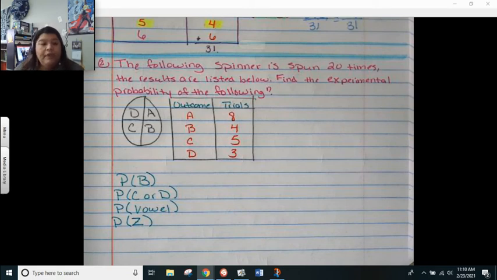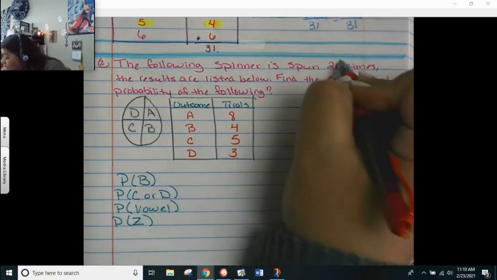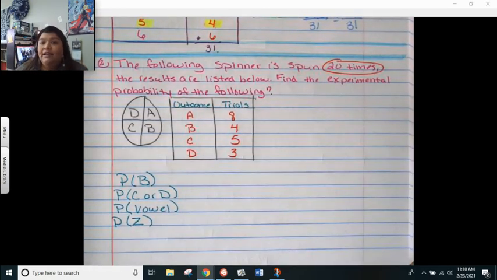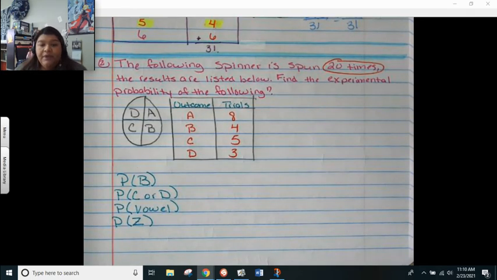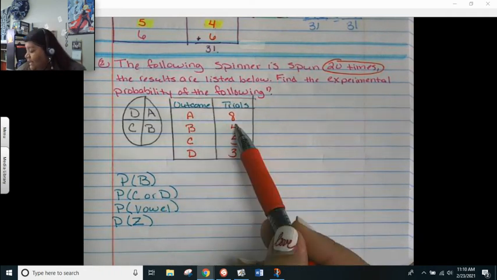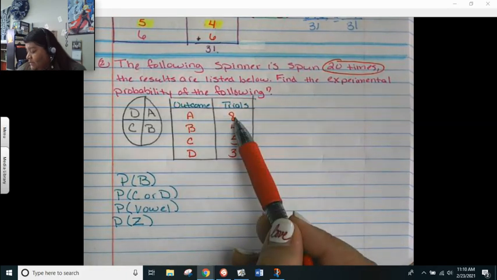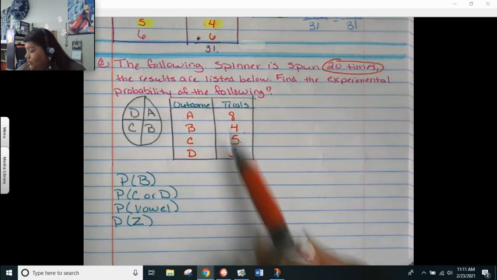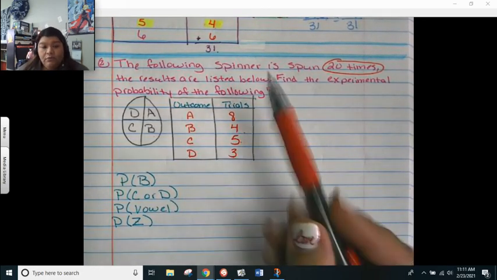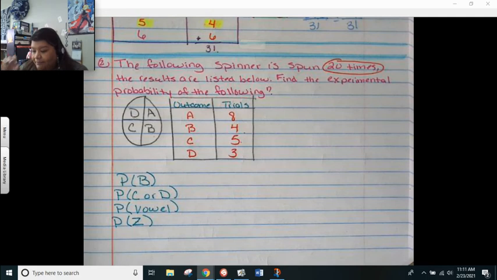All right, so this example says the following spinner is spun 20 times. That is my whole amount right there. That's the bottom number for all of these. The results are listed below. Find the experimental probability of the following. So I'm looking at the data here. I landed on A 8 times, B 4, C 5, and D 3, which totals 20. So somebody sat there 20 times, spun it, and recorded the data. Now we're going to go ahead and answer the probability questions.